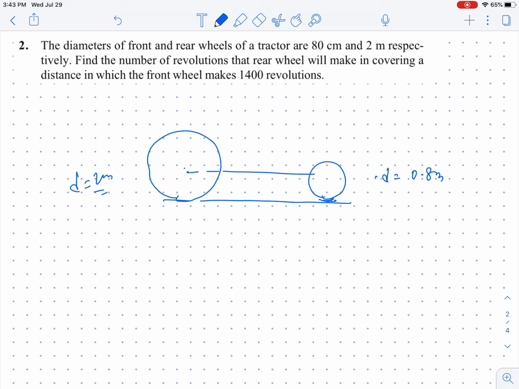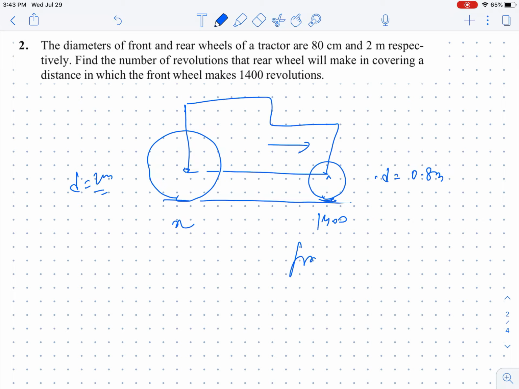Now see, let's say we make a simple schematic diagram of the tractor. The tractor is moving in the forward direction, and the front wheel covers 1400 revolutions after covering some distance, and you have to find the number of revolutions covered by the rear wheel. For the front wheel the number of revolutions is 1400, and for the rear wheel you have to find it.